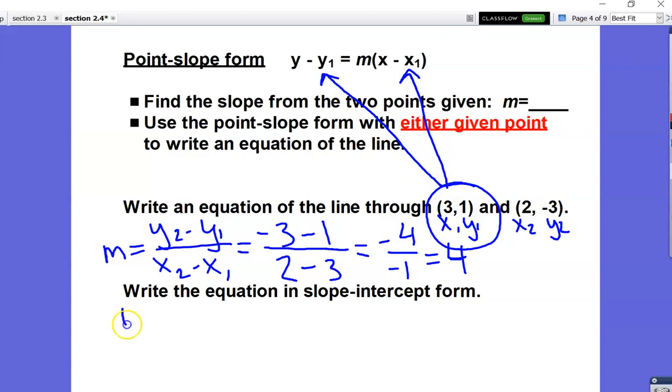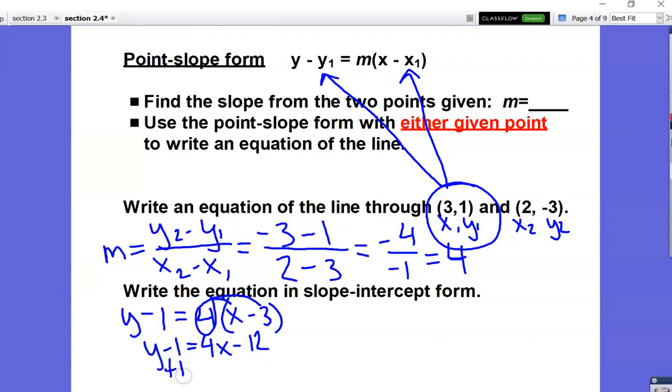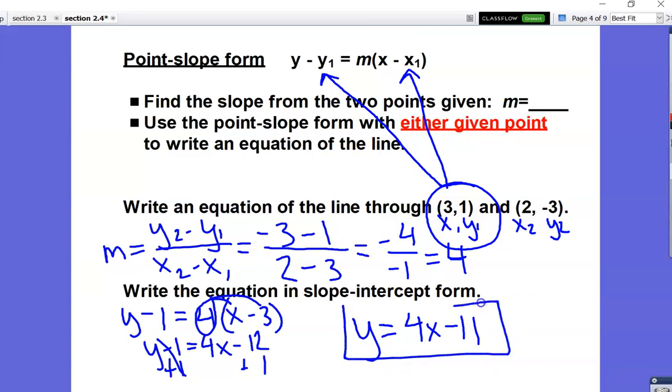So we're going to do y minus 1 equals, we just solved that the slope is 4, and then in parentheses, x minus 3. And now we're going to solve for y. Distribute 4 to x and -3. Add 1 to both sides. And then y equals 4x minus 11.